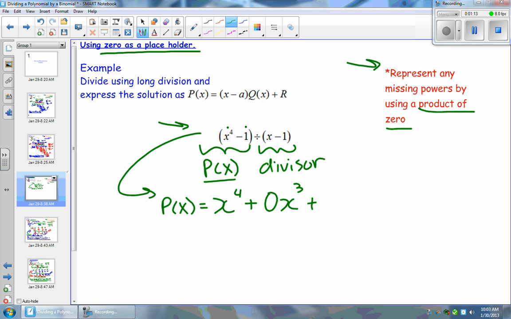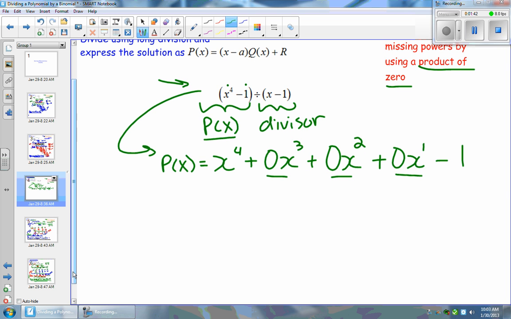Take a look, we are actually missing another term here with the power of 2. So once again, use a product of 0 as a placeholder. We are still missing another power here, which is the power of 1. So 0 times x to the power of 1. And finally, we have our constant, which is minus 1. So we had to use 1, 2, 3 placeholders to fill in any missing powers that we had.